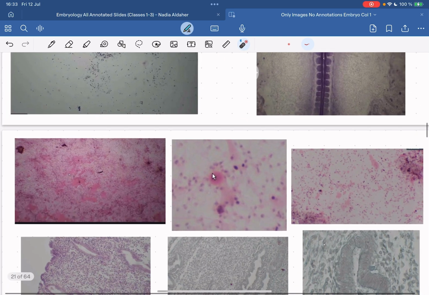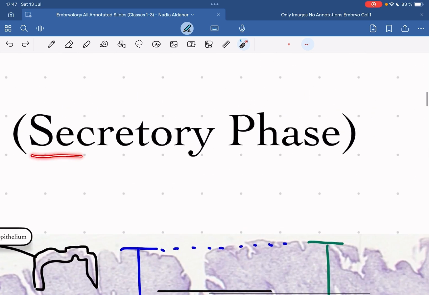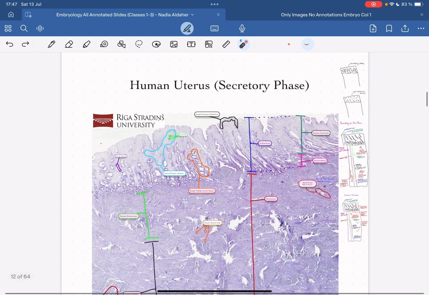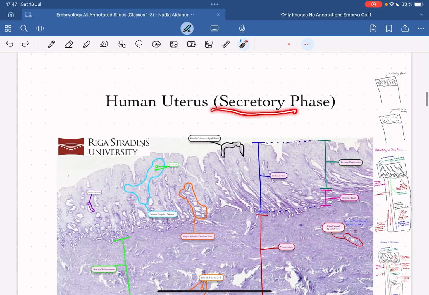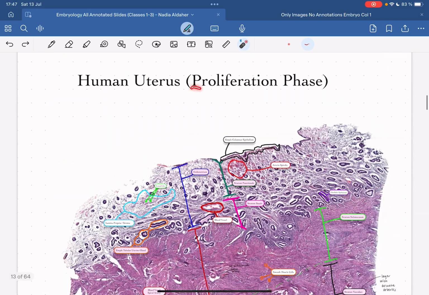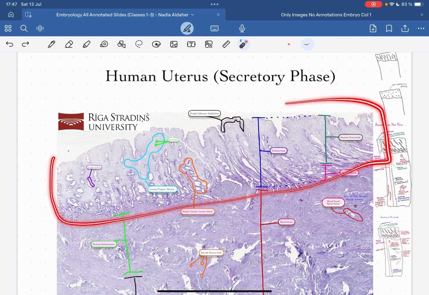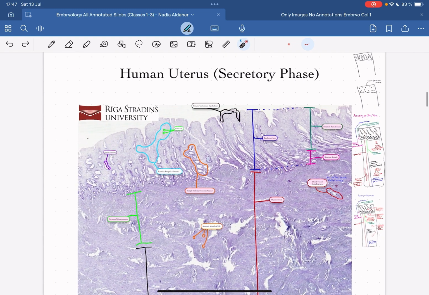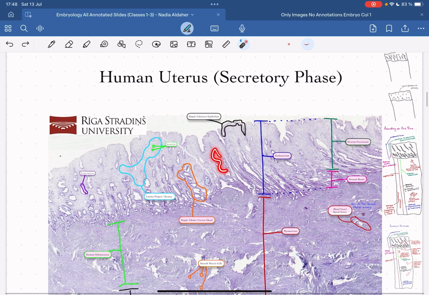Now, when it comes to the human uterus, there are two phases that you need to know about. You need to be able to distinguish which phase the human uterus is at. Is it the secretory phase or the proliferation phase? Now, the only real area we're looking at in order to determine these phases is the top lighter area of the human uterus, known as the endometrium. This is the area that has all of these glands in them.